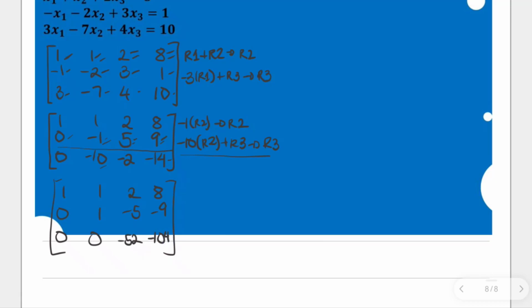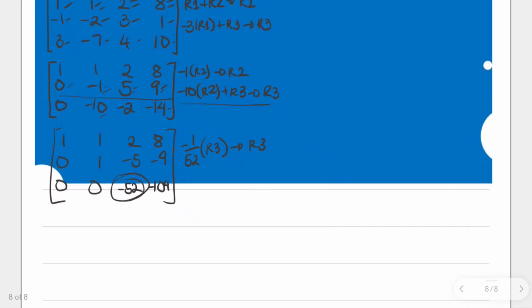Okay? So, next is to make this a leading one so that we could finalize our row echelon form, and we will end up the Gaussian elimination. We simply need to multiply all entries in row 3 by negative 1 over 52 to have a new row 3, making this 1. So with that, we'll have this next augmented matrix.